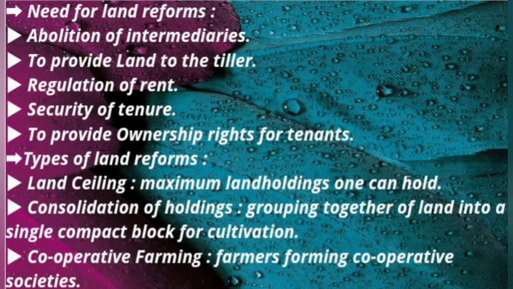Then which are the types of land reforms? First one is land ceiling. Land ceiling means the maximum land holding one can hold is fixed by the government. Then consolidation of holdings, that means grouping together of land into a single compact block for cultivation. Then cooperative farming. Farmers form cooperative societies for selling their produce.